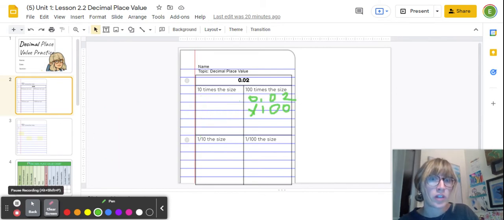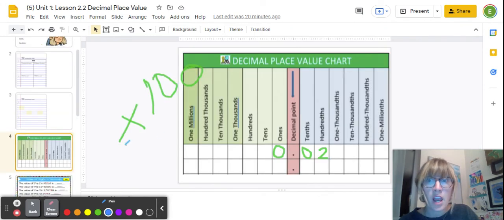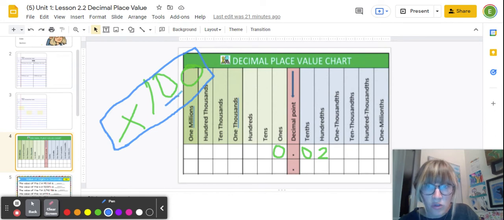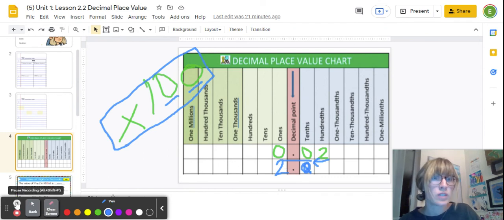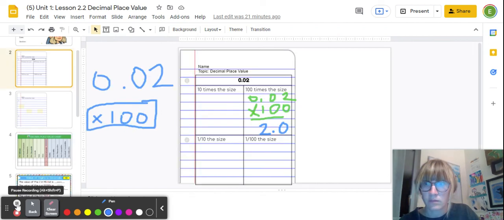Now we're going to take that same target number, 2 hundredths, and multiply it by 100. So we want it to be 100 times bigger. 100 has 2 zeros, or 2 place value spots. So we're going to move this to the left one spot, but that's not enough. We're going to keep it going 2 spots. Times 10 got us here, times 100 got us here. So 2 hundredths times 100 gets us 2.